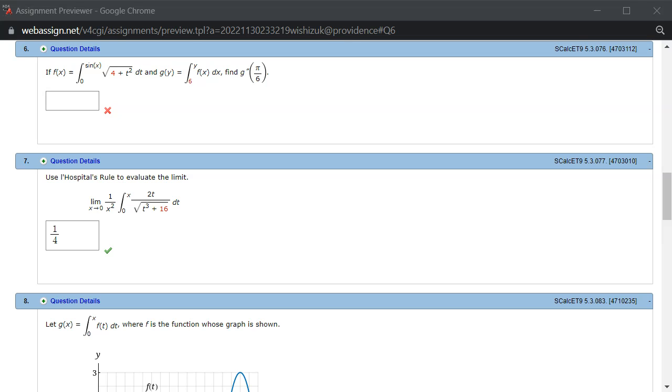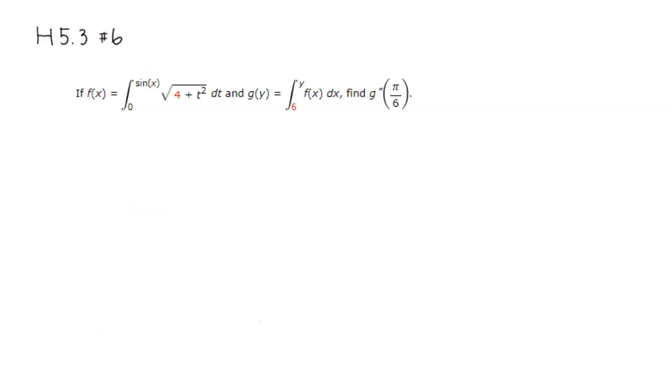All right, let's look at homework 5.3, problem number 6. So we have f of x and g of y given, and we want to find g double prime of pi over 6. All right, so let's do that. We need to find the first derivative first.